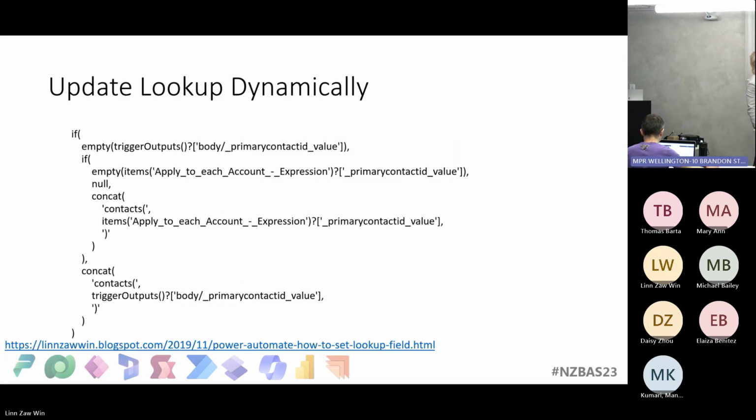So if we break down this expression, if the parent's primary contact value is empty, what we do is we will check the current value. If the current value is also empty, just set it as null. If the current one has a value, we just set the same value. And if the parent's primary contact has a value, we will use the value from the parent's primary contact.